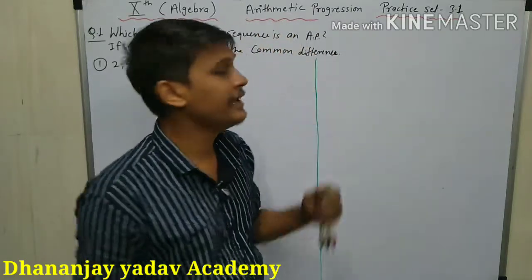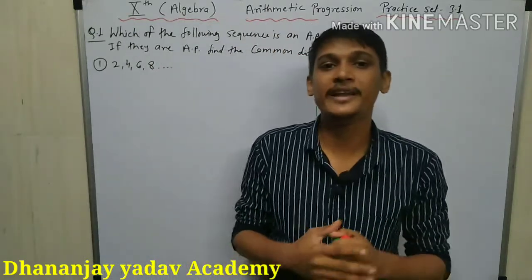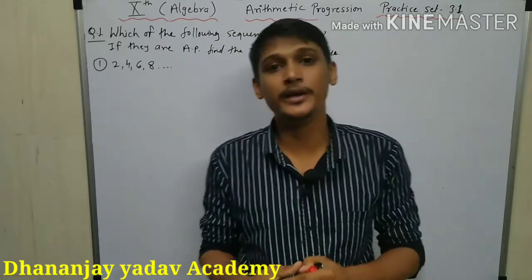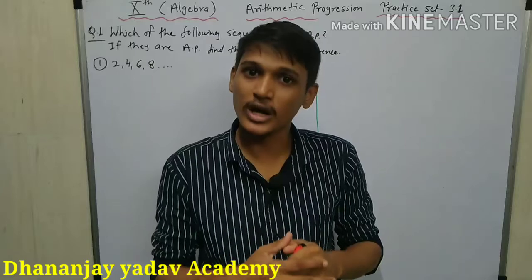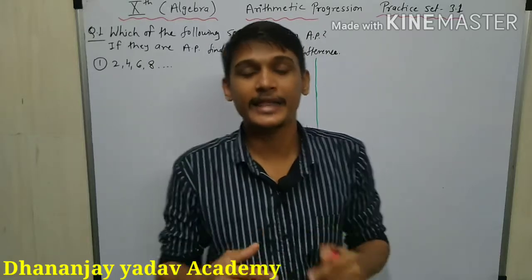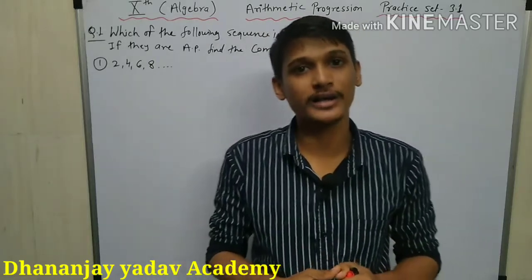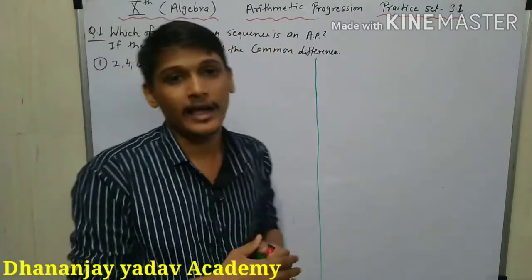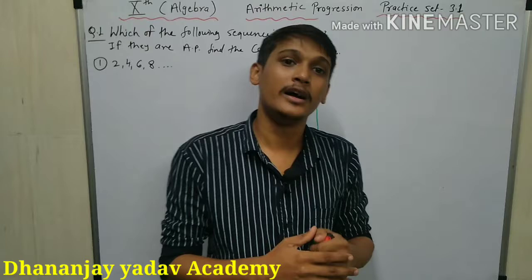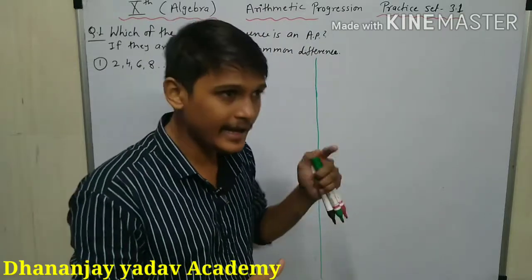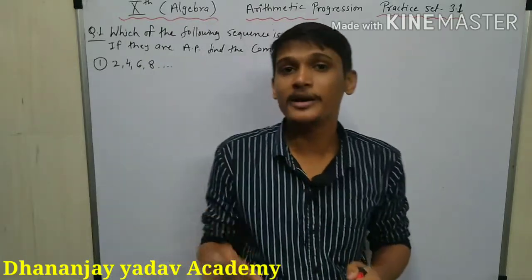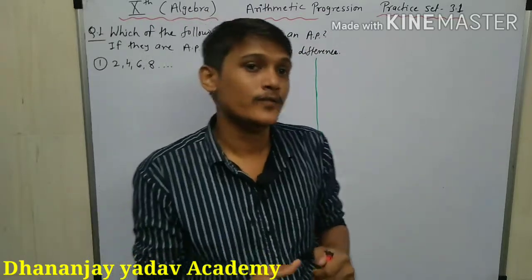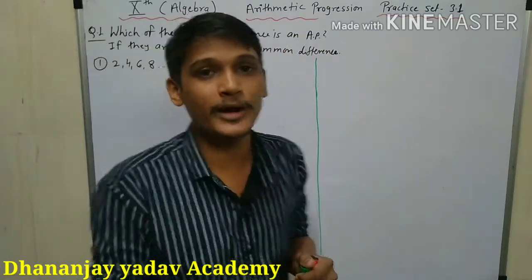Arithmetic progression. What is the meaning of arithmetic progression? If the difference between two consecutive terms is constant, then the sequence is called an arithmetic progression. In an AP, the first term is denoted by A and the common difference is denoted by D. Now we start practice set 3.1.